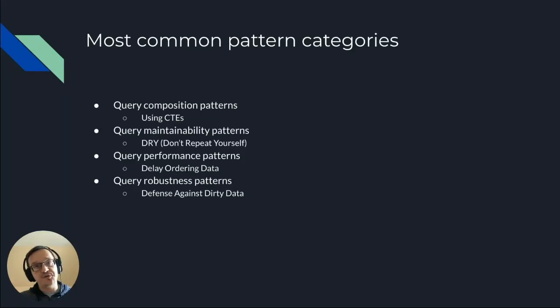And then there's query performance patterns. These differ a lot based on the system that you're working with. Different systems have different ways to optimize queries, both for speed and for credit usage, etc. That's becoming more and more important these days when cloud-based data warehouses charge you based on the credits that you spend on these queries. So one of these patterns is the concept of not ordering your data unless you really have to, or waiting to order the data until the very end.